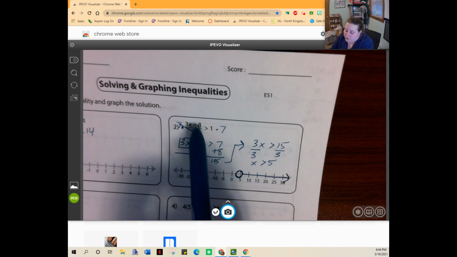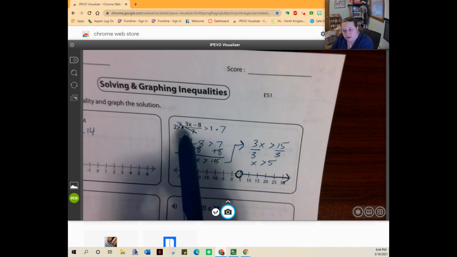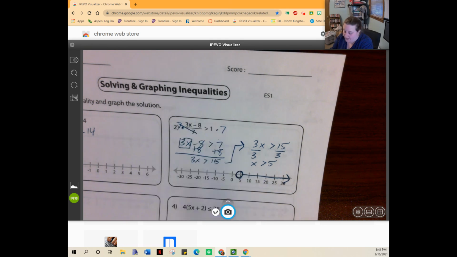So when you encounter problems like this where everything is above your denominator, including your variable and constant, you want to start by getting rid of that denominator, and by doing that you multiply.